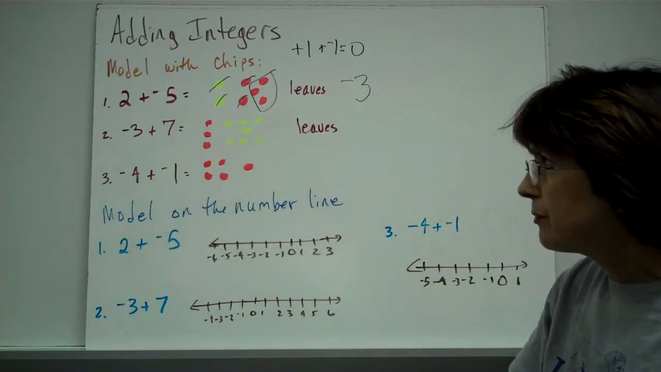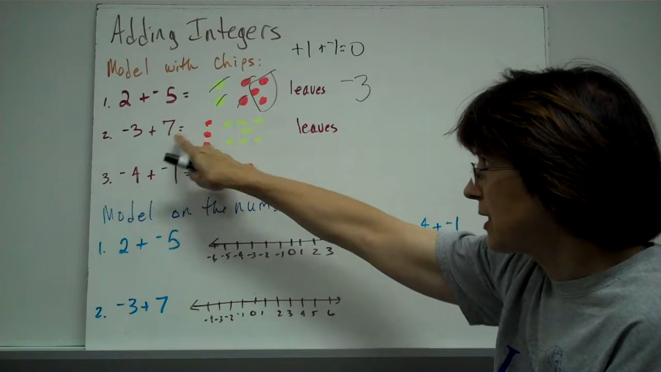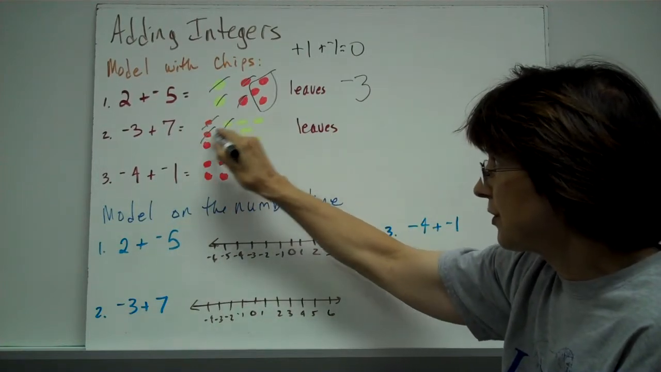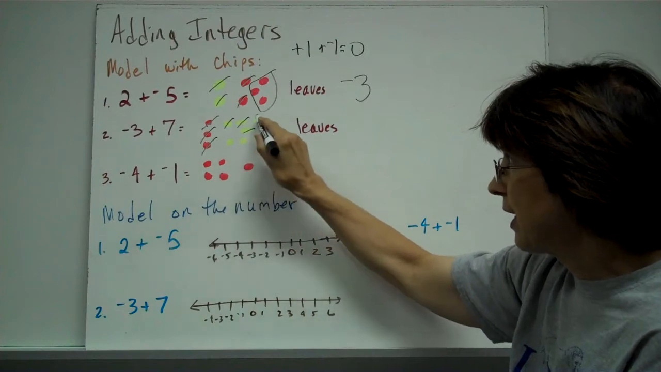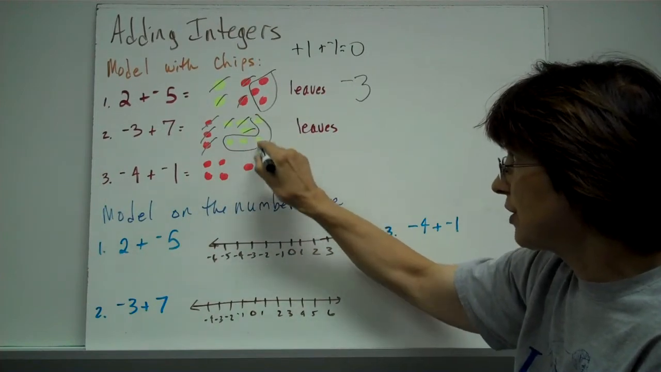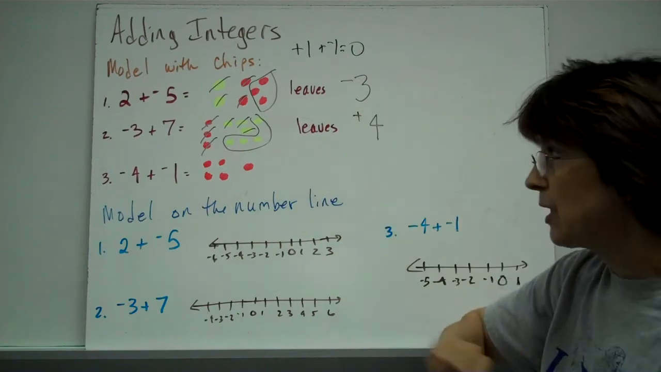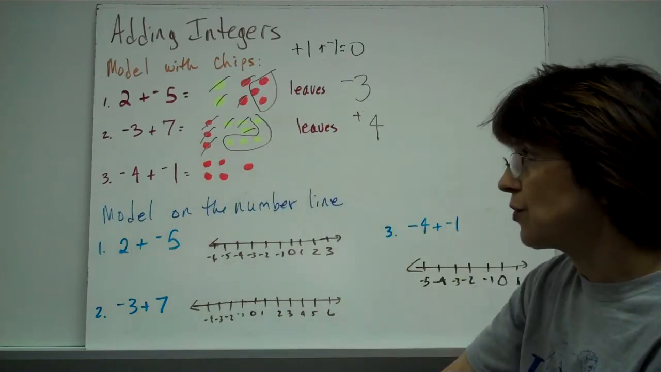Let's do another one. Negative 3, we got 3 reds, plus 7, we got 7 yellows. So let's cross out all of our 0 pairs. We have 3 of them, and that leaves us with 1, 2, 3, 4, and the 4s are yellow, so it's positive 4. So negative 3 plus 7 is positive 4.